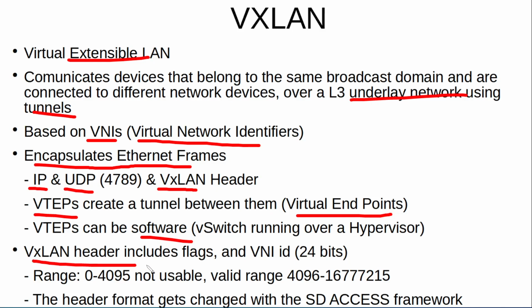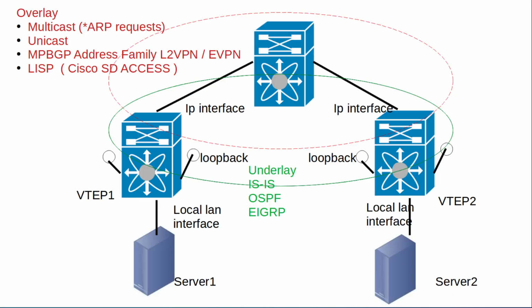The VXLAN header includes flags and a VNID that is 24 bits wide. The valid range for VNIs is this. You cannot use this range. The header formats can change a little if you're using the Cisco SD-Access framework.